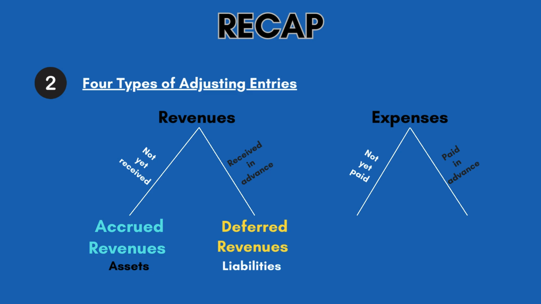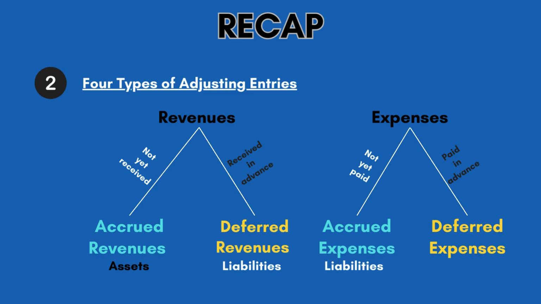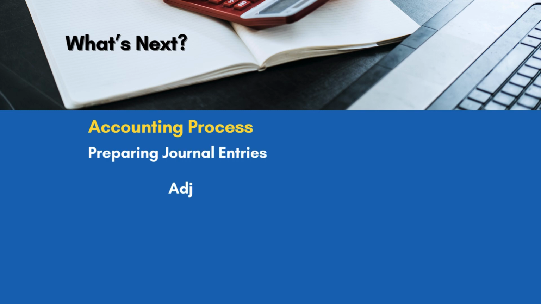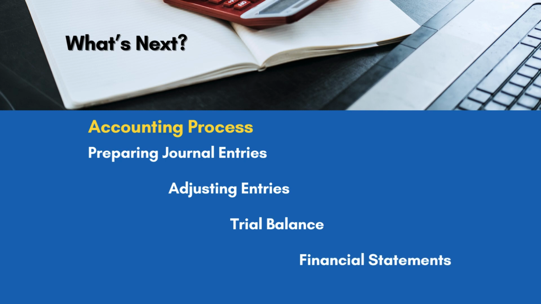It is a liability. Accrued expenses, expenses incurred but not yet paid or recorded. It is a liability. Deferred expenses, prepaid expenses that are recorded as assets until they are used. It is an asset. In our next lesson, we'll walk through the entire accounting process, including preparing daily journal entries, making adjusting entries, generating a trial balance, and producing income statements and balance sheets.